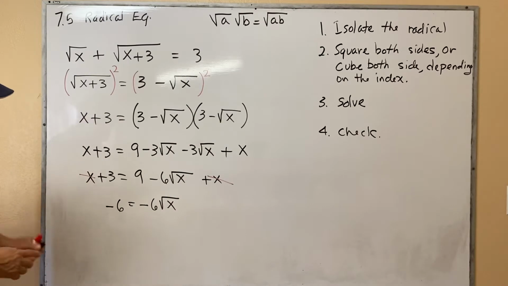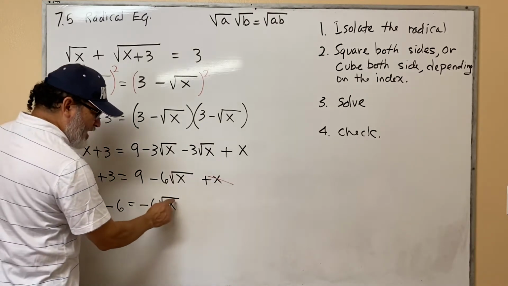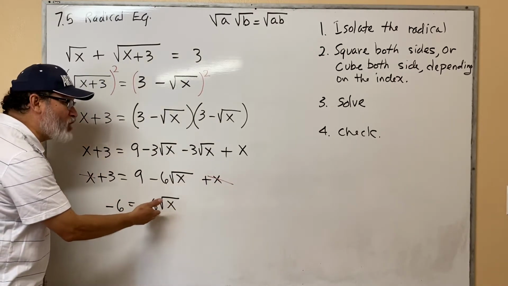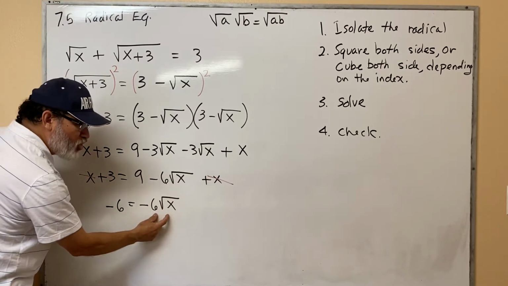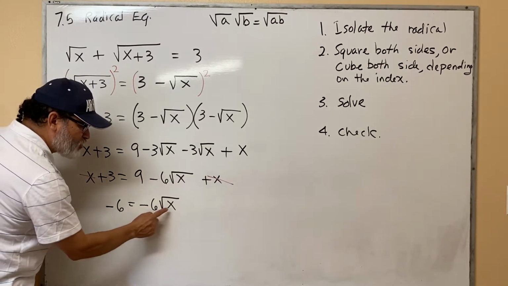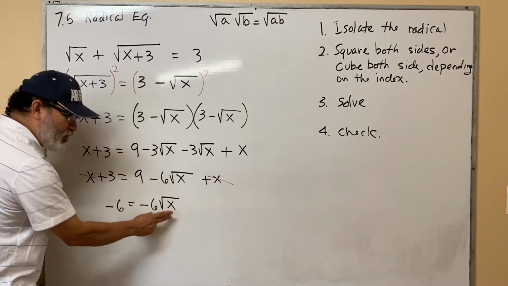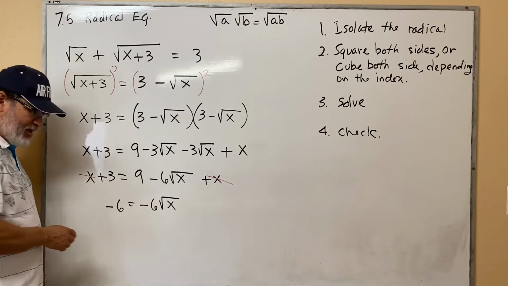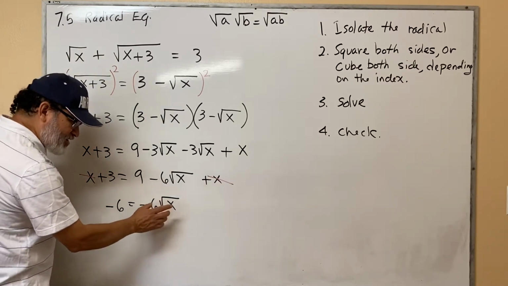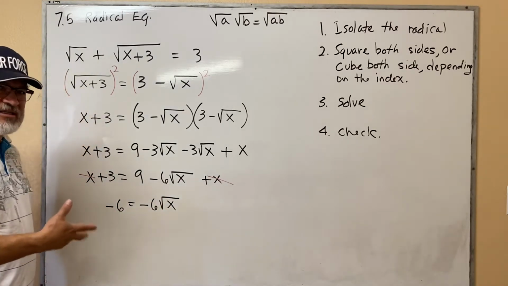Okay? You see, this square root of x is not in a binomial. The square root of x is a monomial. Look, it's negative 6 times the square root of x. At this point, you can square both sides, because this square root of x is basically, theoretically, isolated.